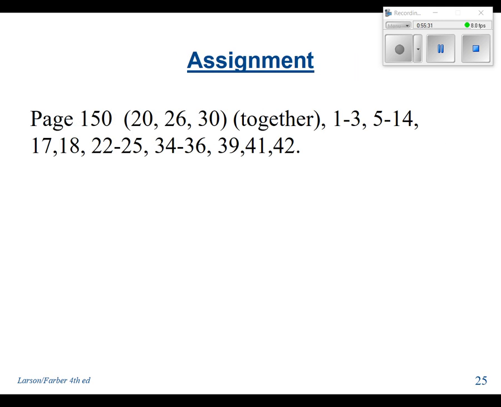The assignment's on page 150. We've got about 20 minutes. I want to do these three together, so get your books out, and we'll do those three together. It doesn't matter whether they're out of order on your paper or not.